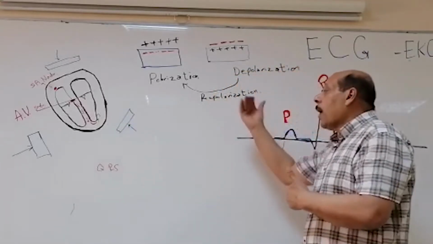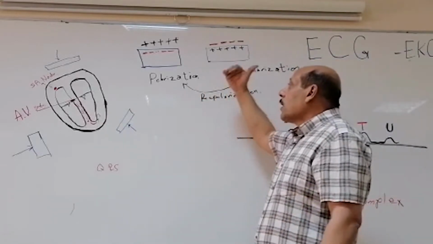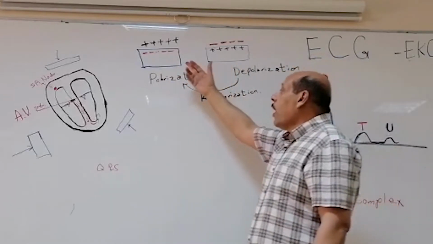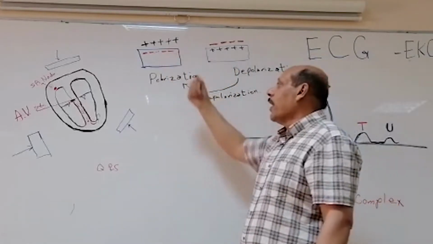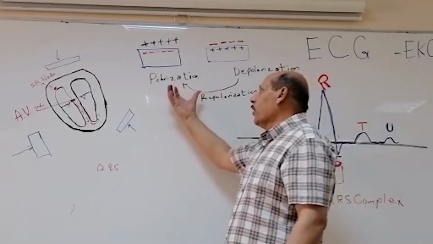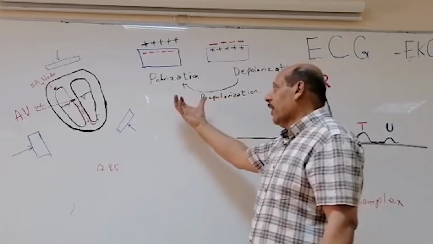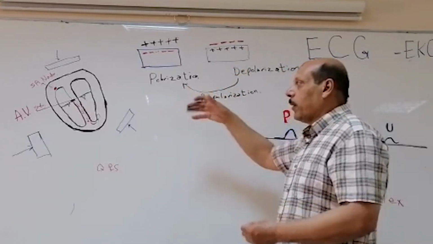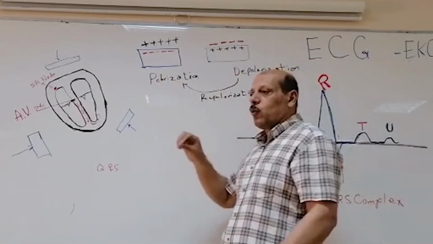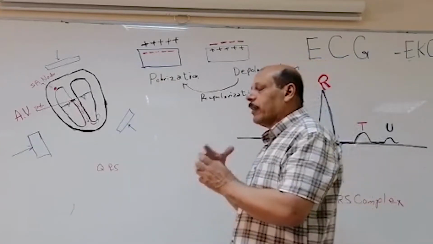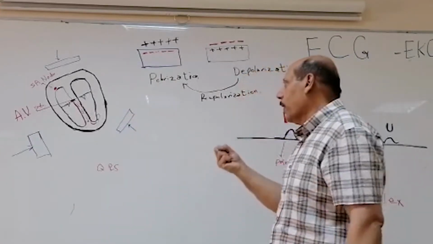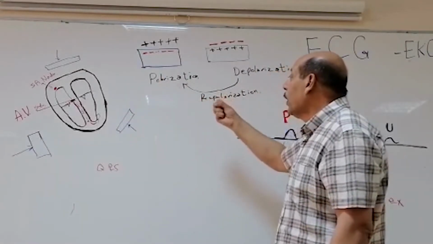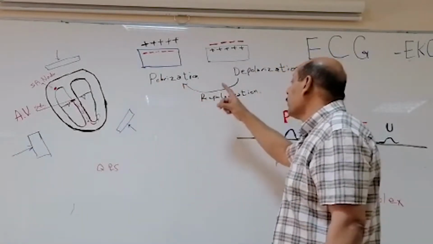Inside the cell usually the charge is negative, and outside it is positive. We call this polarization. Then it will change due to the stimuli. The SA node works automatically by itself. It doesn't have any stimulation from outside. So the initiation of the impulse starts from the SA node, and polarization will be there.